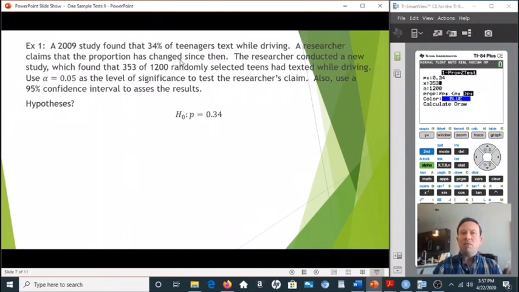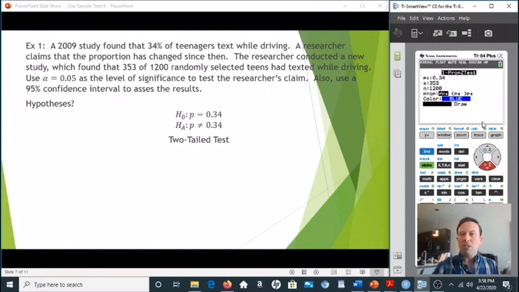The researcher wants to know if the proportion has changed since then. Well, they don't say that it's gotten larger or gotten smaller, just that it's changed. So remember, that's when you use the two-tailed test. So now in my menu here, I'm going to choose the not equal to symbol. And you have to choose the right symbol because you're going to get different p-values for each of them. Okay? So make sure you choose the right one so you get the correct p-value.